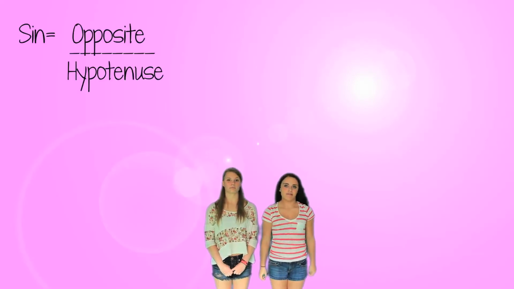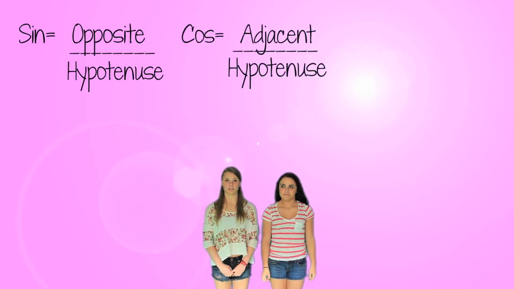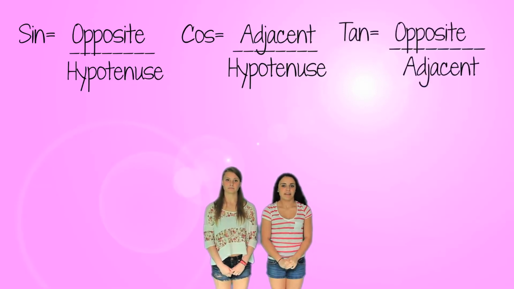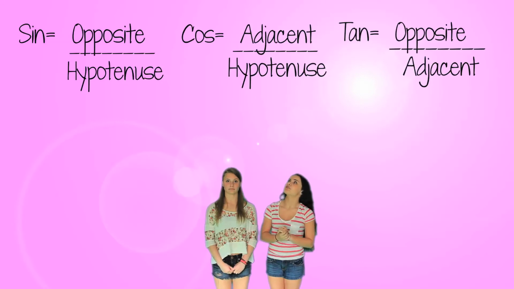So let's recap what we've learned. You use SohCahToa when you're trying to figure out triangle measurements. So let's remember. The sine formula is sine equals opposite over hypotenuse. The cosine formula is cosine equals adjacent over hypotenuse. And the tangent is tan equals opposite over adjacent.